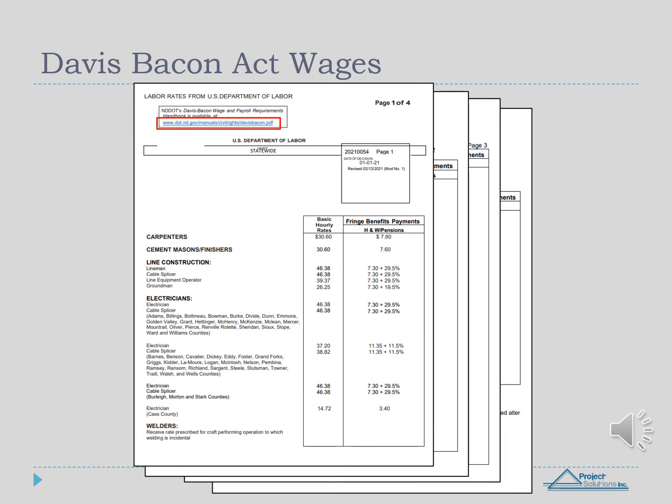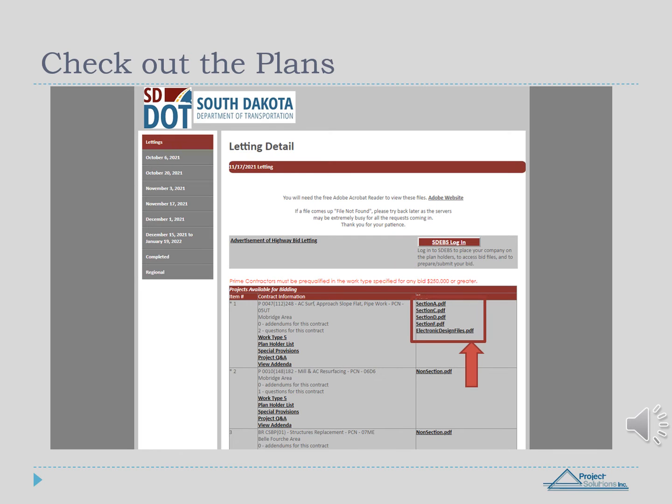The proposal will also have the required labor rates from the U.S. Department of Labor for the area. Make sure you take the cost of prevailing wage labor into consideration prior to bidding on the project. Back on the bid letting detail page, you can find the plans provided. You can also select the desired PDF and view it.